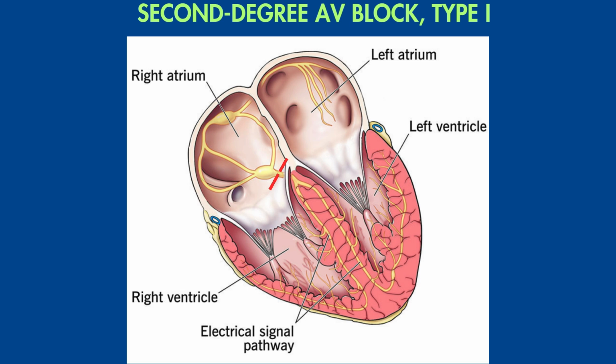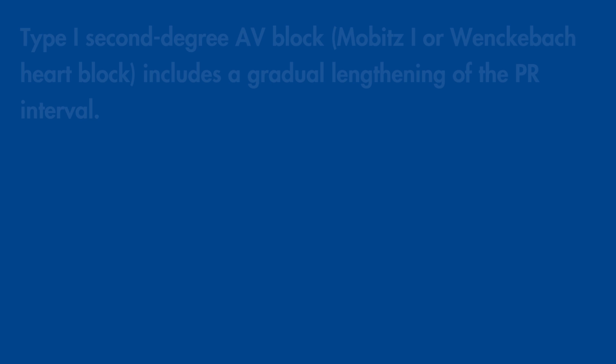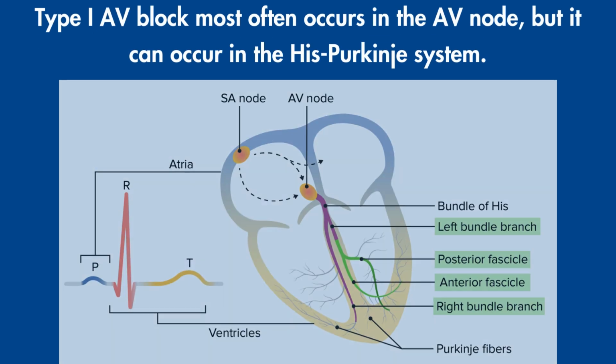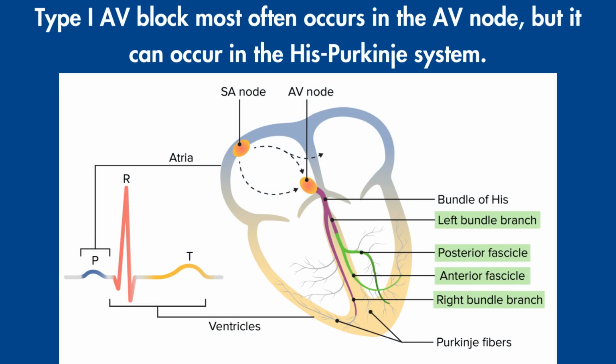Each atrial impulse takes a longer time for conduction than the one before, until one impulse is fully blocked, because the AV node is not depolarized by the blocked atrial impulse. The AV node has time to fully repolarize so that the next atrial impulse can be conducted within the shortest amount of time. Type 1 second-degree AV block includes a gradual lengthening of the PR interval. AV conduction time is increasingly prolonged until an atrial impulse is not conducted and a QRS complex is blocked or missing. Type 1 AV block most often occurs in the AV node, but it can occur in the His-Purkinje system.